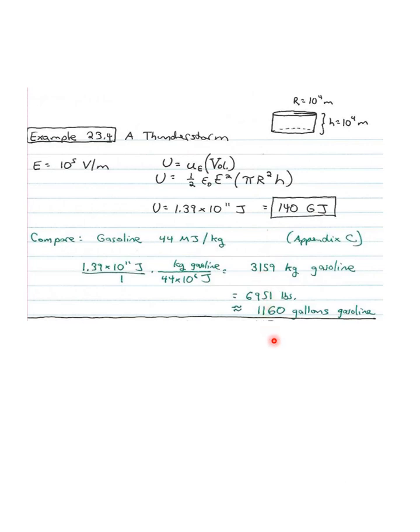You can think of that as 1160 gallons of gasoline. 1160 gallons of gasoline would provide as much energy as what's in this thundercloud.